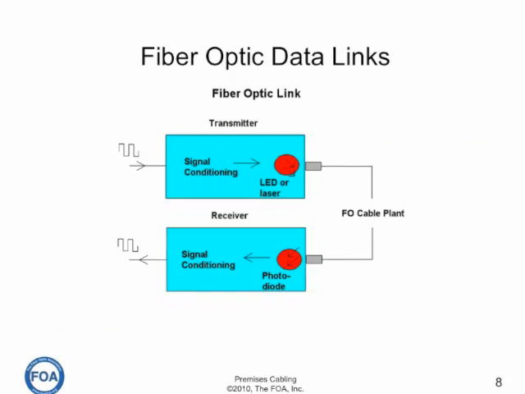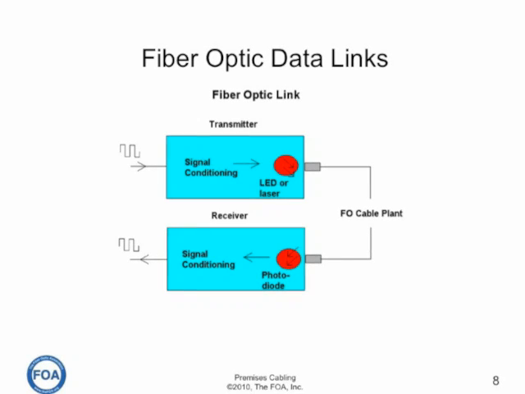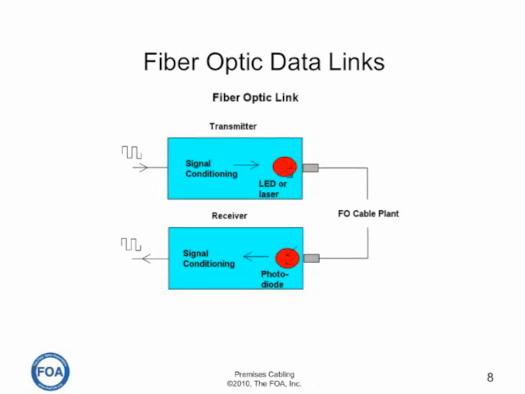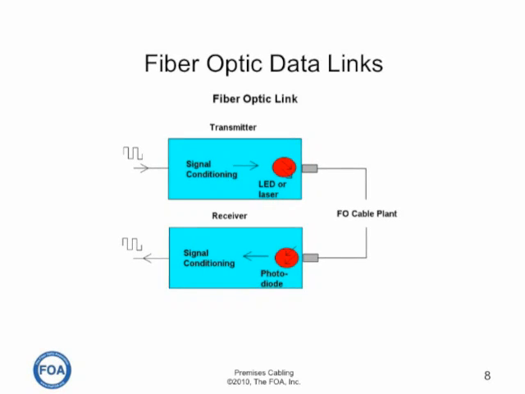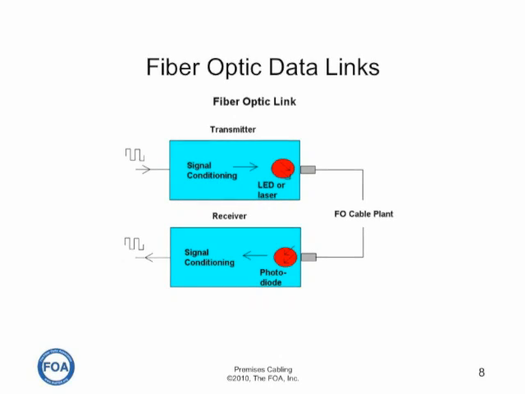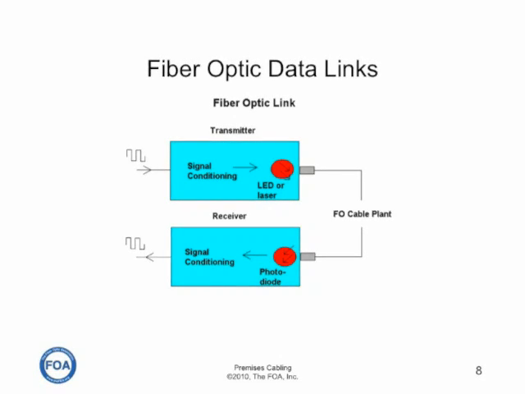A fiber optic data link is actually pretty simple. It takes an electrical input, conditions a signal, and converts it to an optical signal using an LED or laser transmitter. It transmits it through a fiber optic cable plant to a receiver on the far end, where a photodiode converts it from optical to electrical, and signal conditioning transmits it out as a signal compatible with the electrical system being connected over this link.